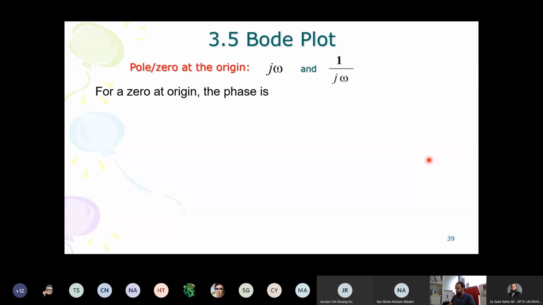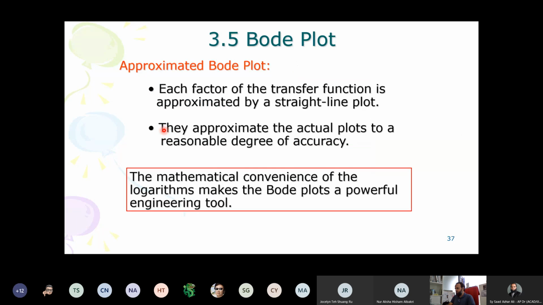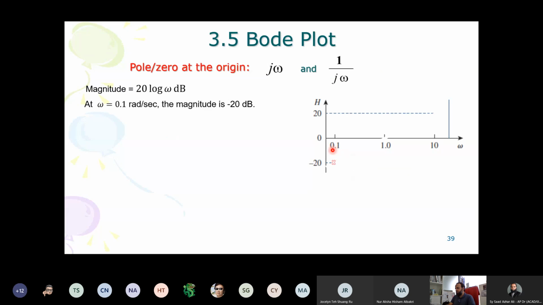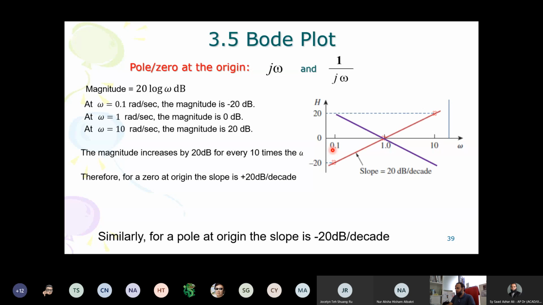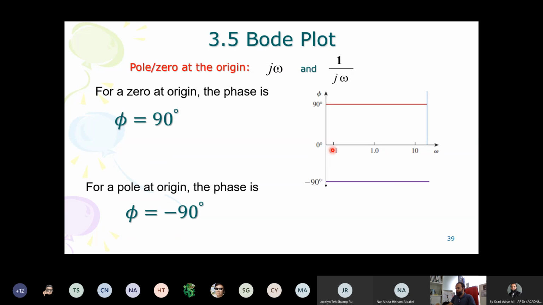And for the phase, for the zero at origin, it will be 90 degrees. Remember, for the constant, it was 0. For a zero at origin, it will be 90 degrees, like this. And if it's a pole at origin, it will be minus 90 degrees for all frequencies.